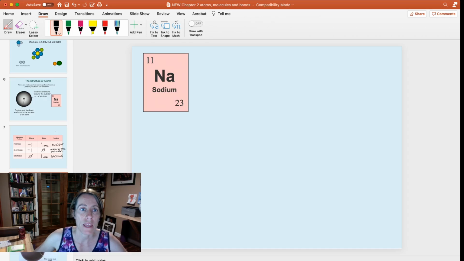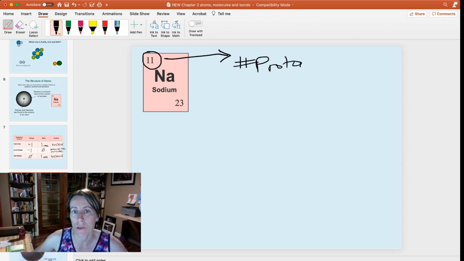Well, the lower or the smaller of the two numbers, it's not lower down, it's just the lesser number, 11, this is called the atomic number, and it tells you the number of protons you need to make a sodium atom. Now, if you remember, the protons each carry a positive charge. So if we have 11 protons, we're going to have 11 positive charges.